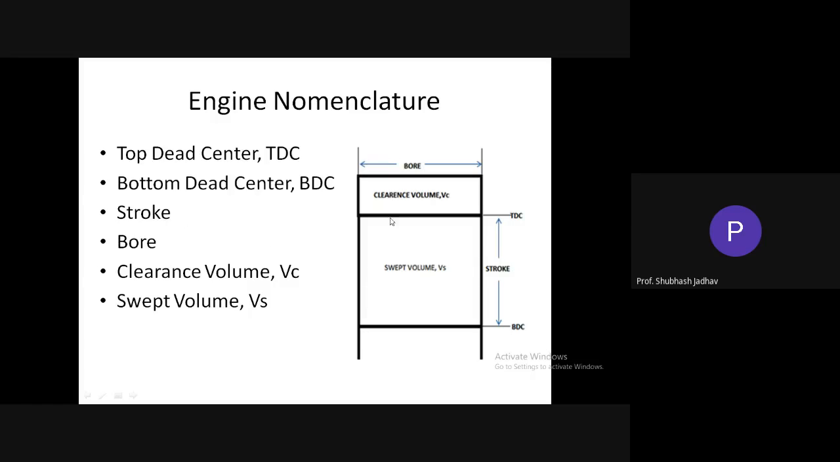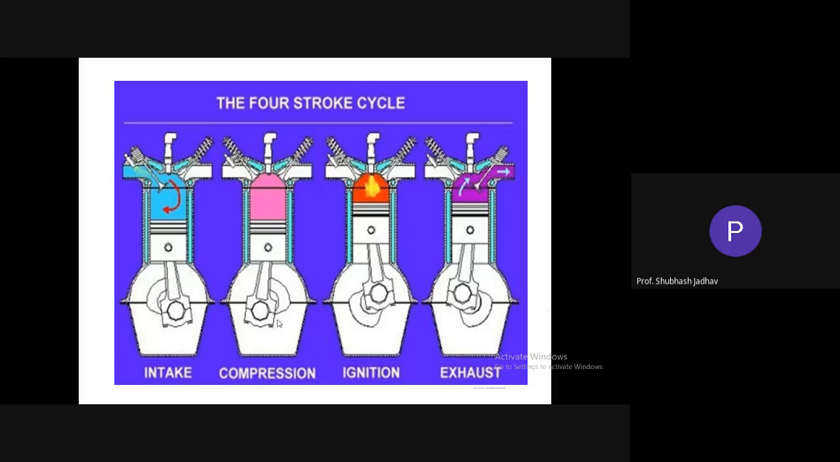Then we have the stroke. Stroke is the distance traversed from one dead center to another dead center. Bore is the diameter of the cylindrical hole in which the piston is accommodated. Clearance volume is the volume above the piston when the piston is at top dead center. Swept volume is the volume swept by the piston when it is moving from one dead center to another. Actually, you know all these things.